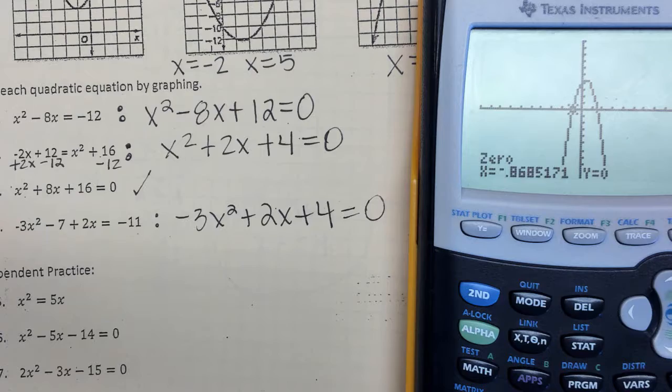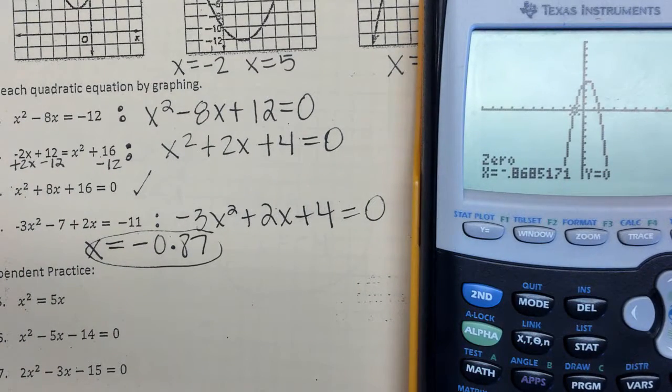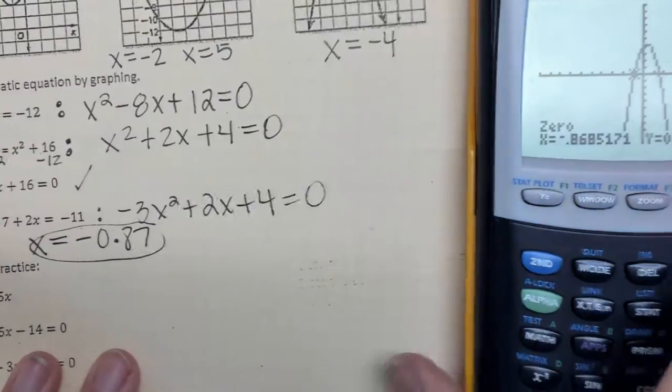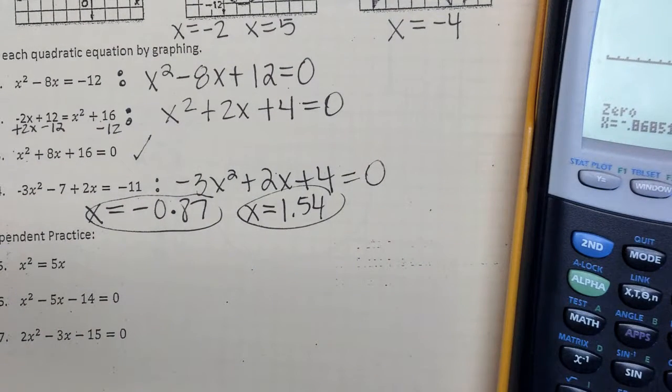Did everybody get negative 0.87? Write that down. Negative 0.87 on your paper. That's one of the zeros. Can y'all find the other one on your own? Try it. Tell me what you got. Good. X equals 1.54. Now, if you couldn't get this, let me know, because you're about to do some on your own. Did everybody get that? Okay.